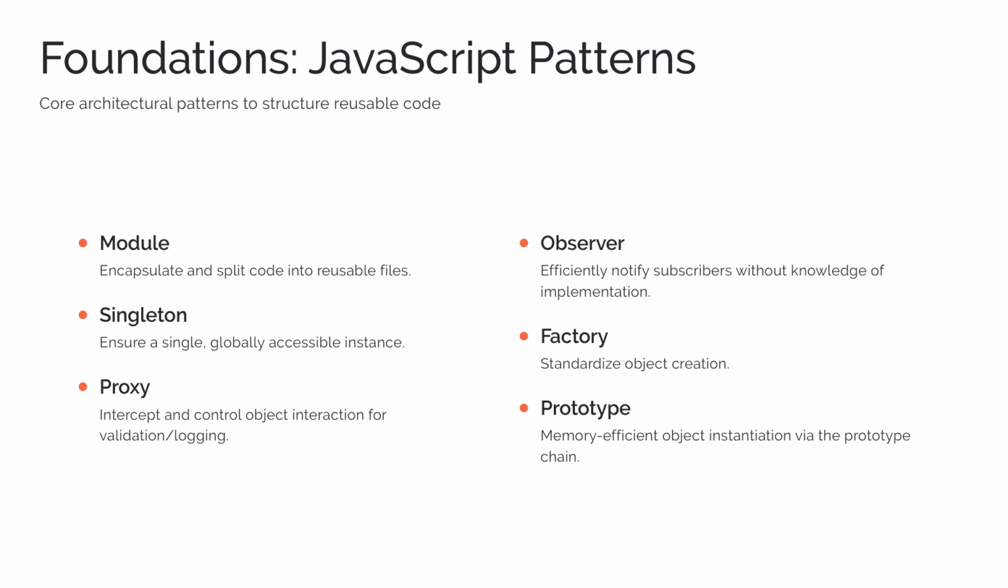JavaScript and React design patterns are not academic decoration. They are decision tools that keep growing codebases understandable. On this first slide, notice the core JavaScript foundations: Observer for event-driven updates, Factory for controlled object creation, Prototype for memory-efficient sharing, Module for encapsulation, Singleton for one authoritative instance, and Proxy for validation and access control. If your code feels chaotic, chances are your patterns are accidental instead of intentional.